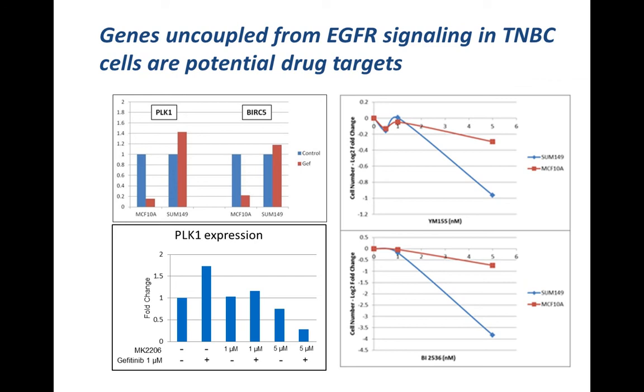In MCF10A cells, they express PLK1. If you give them this drug, gefitinib, the PLK1 levels drop dramatically, and these cells then die. These cells won't, but these will. Well, we think we now know why that is, because in the SUM149 cells, if you give them gefitinib, PLK1 levels actually go up. They don't go down, they go up. And these cells, as I showed you, don't die.